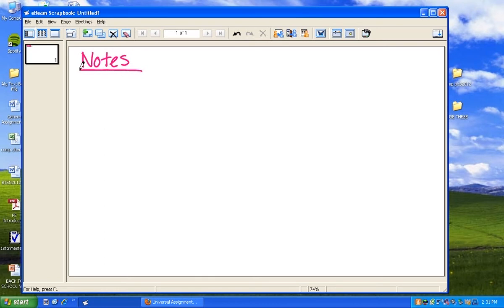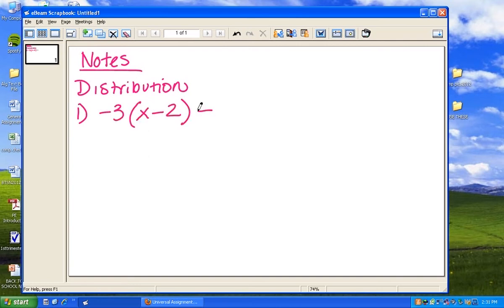The first one is distribution. Okay, so we're taking a look at distribution. And I just want to practice it with you because some of you are still making mistakes. So our first problem about distribution is -3 times the quantity x minus 2 minus 4 plus x minus 3.